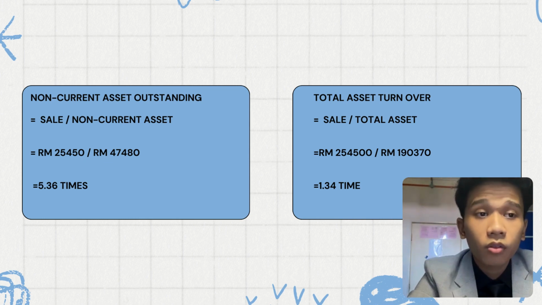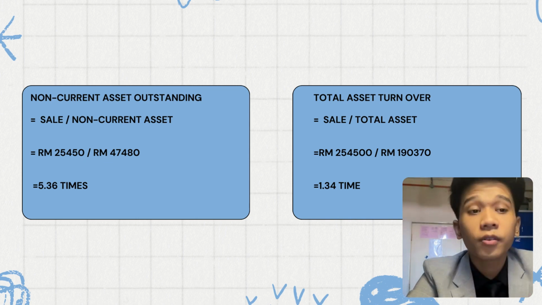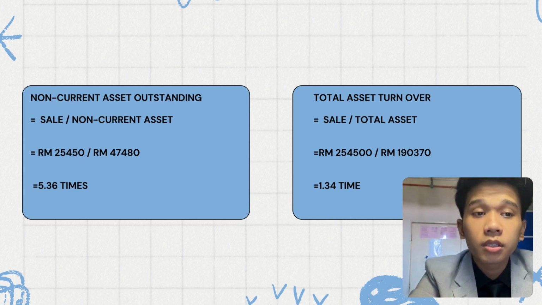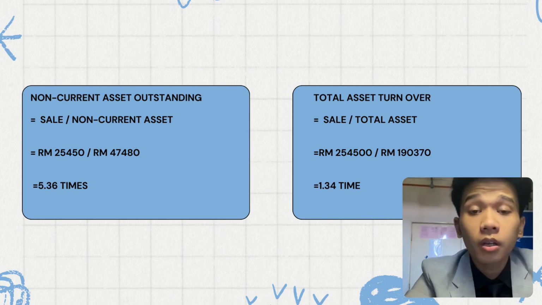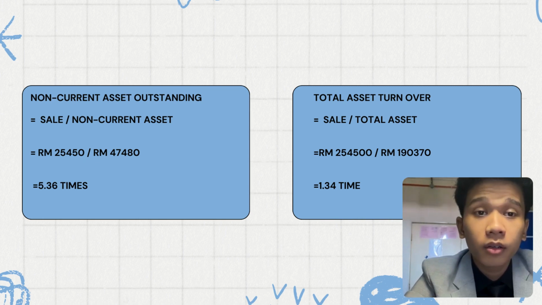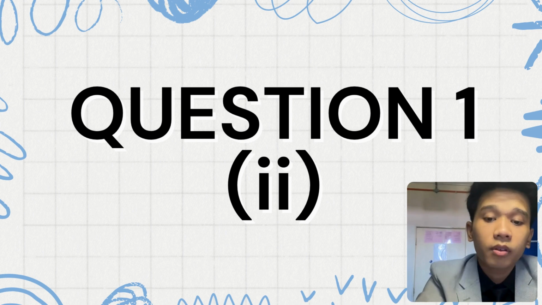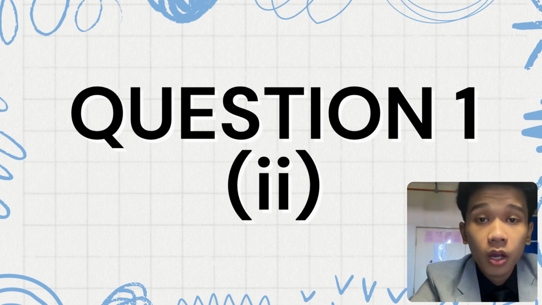Last one is total asset turnover. The formula is sales divided by total assets. So RM254,500 divided by RM190,370. Then we got the answer of 1.34 times. Next, I will answer Question 1, part 2.